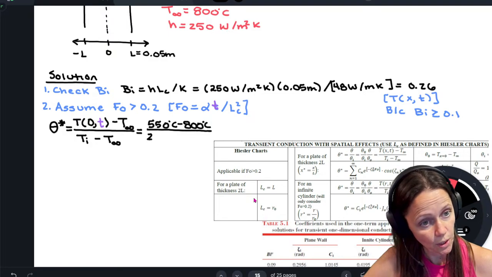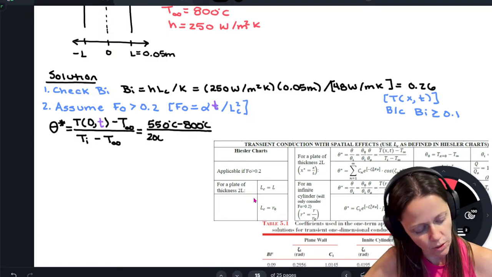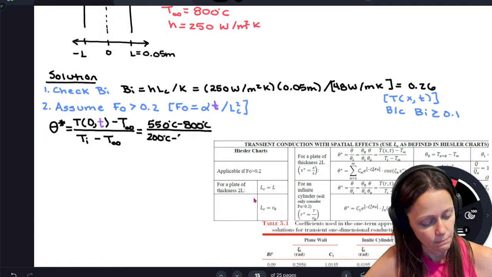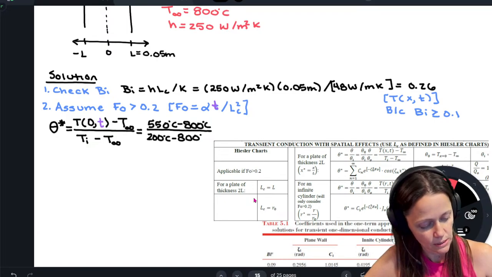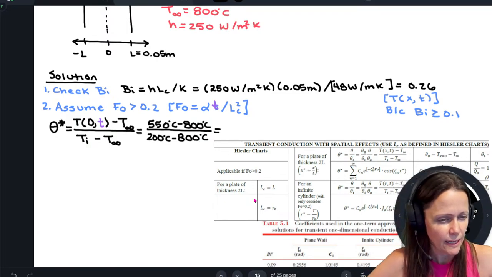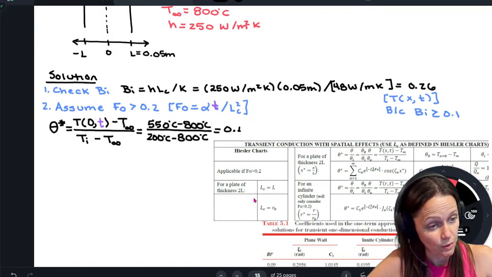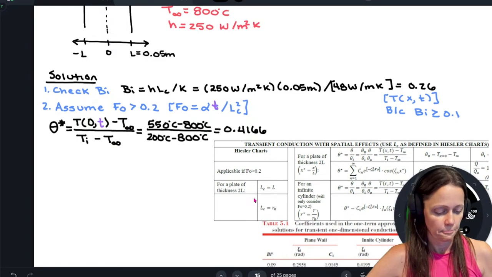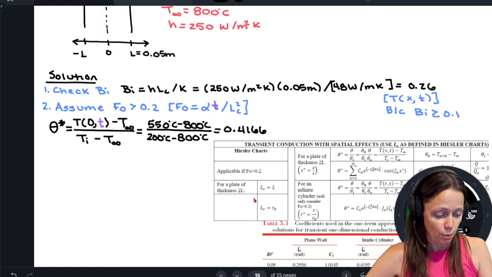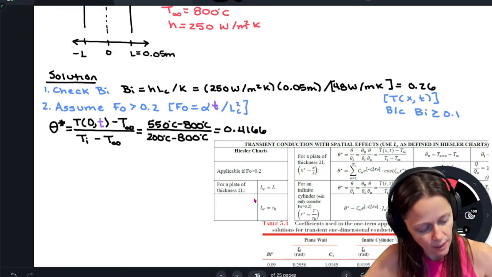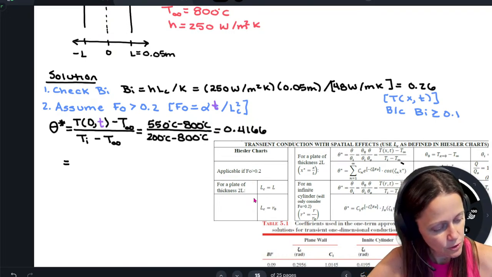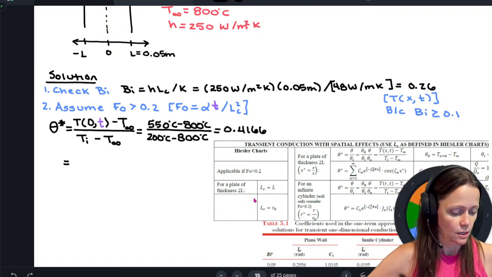And then 200 degrees Celsius minus 800 degrees Celsius. I end up getting a value of 0.4166. Perfect. And then I know that that 0.4166 is also equal to my series solution.